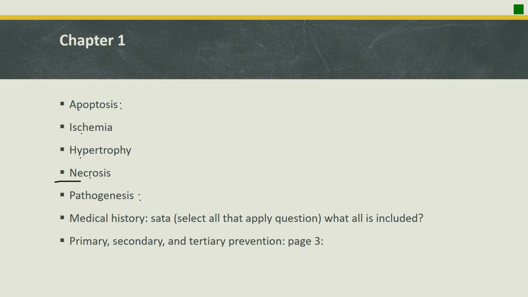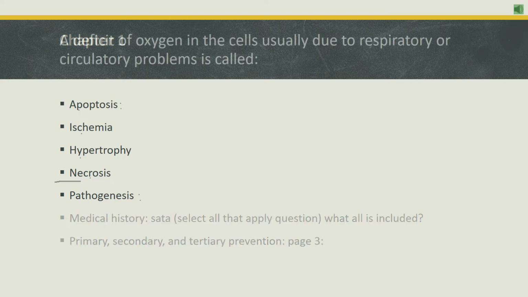Look up the medical history. This is going to be a select all that applies question, so you can't just say, well, I think we would probably need someone's weight. Look up the medical history and answer all of the things that would be included when you're taking a medical history. Look up primary, secondary, and tertiary prevention. I put a page number there, but I didn't for most of them. Let's go to the next slide.